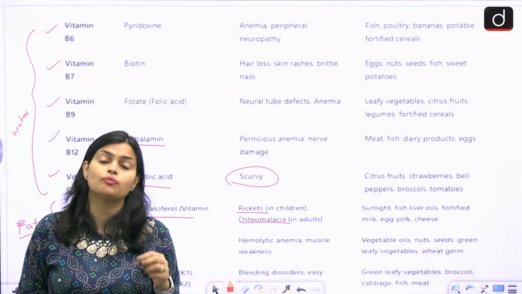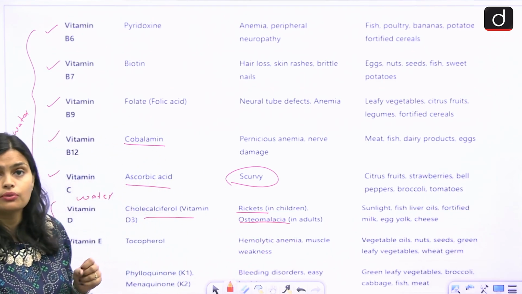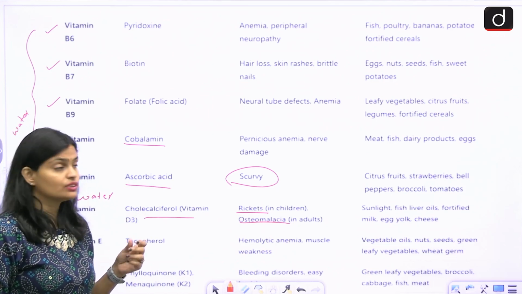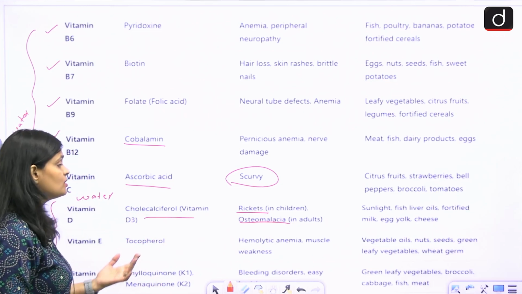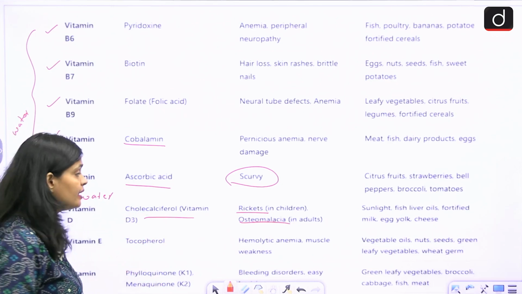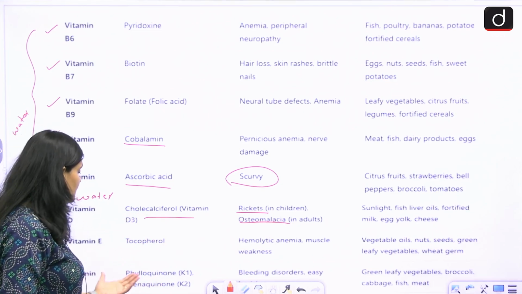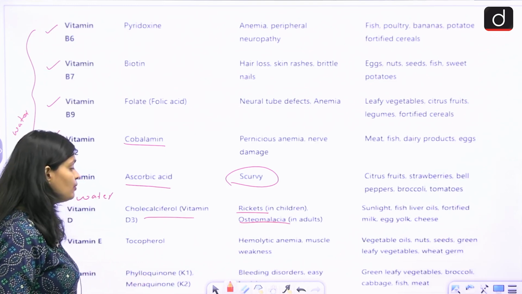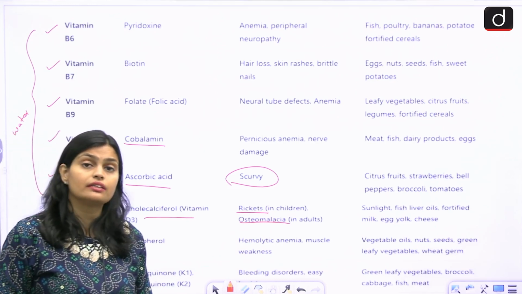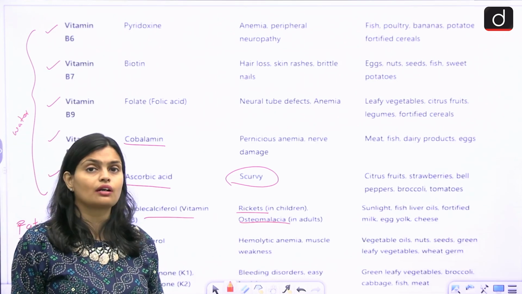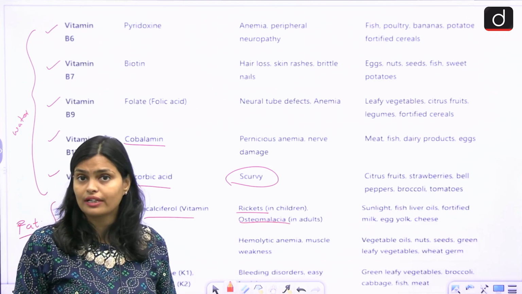That means they have pores in their bone. The bone becomes very weak, very fragile. Then we have tocopherol, vitamin E, and deficiency causes anemia, again a type of anemia, and muscle weakness. Vitamin K, your phylloquinone, due to the deficiency, the blood clotting is affected, the blood does not clot.